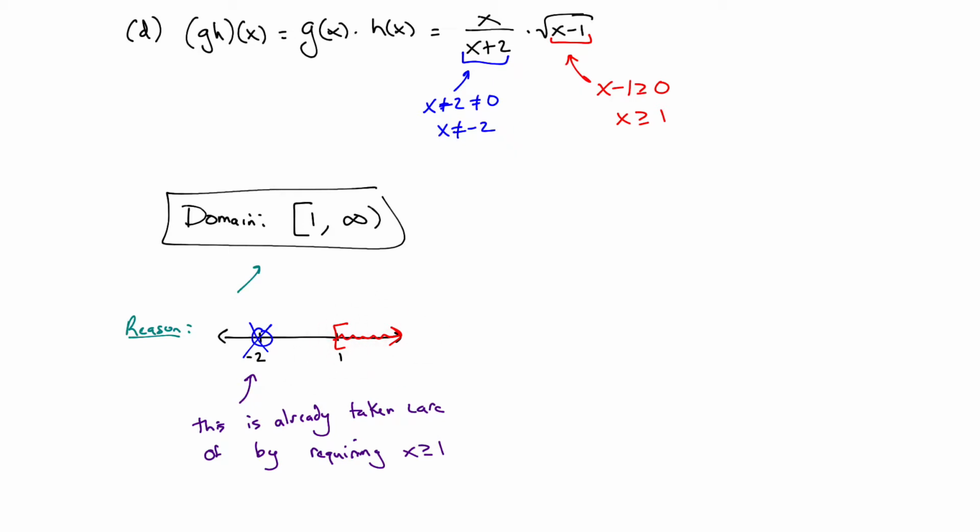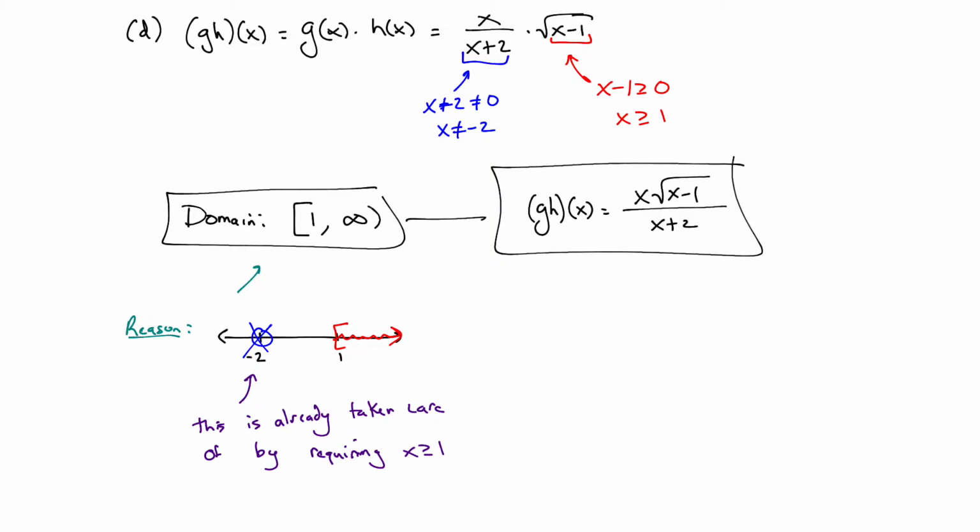So that's our domain, and then our function g h of x is just going to be x square root of x minus 1 all over x plus 2. And that will complete our exercises here.